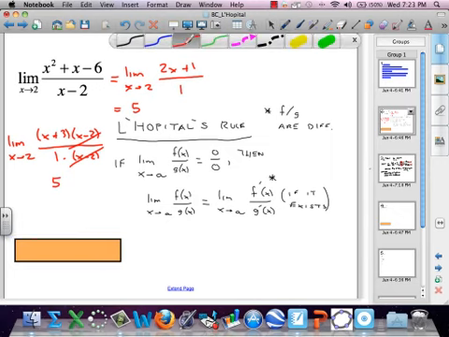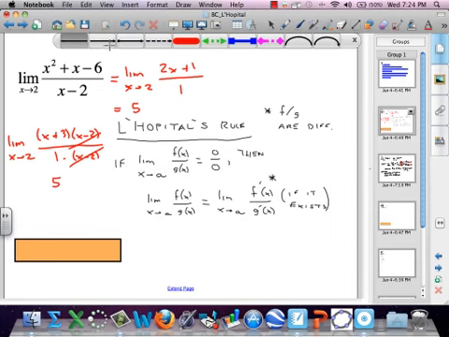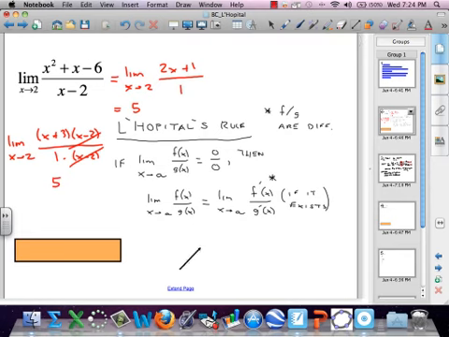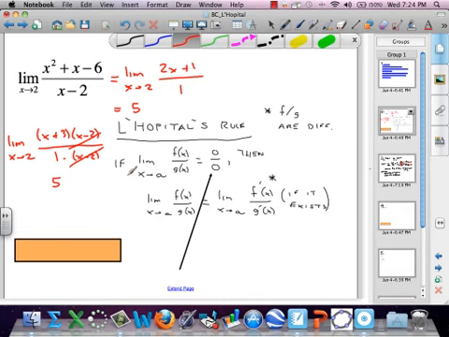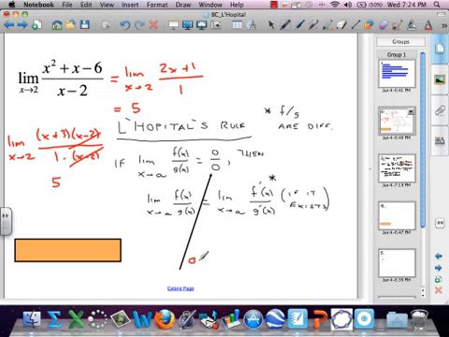L'Hopital's rule also works for another indeterminate form that we've seen. So I'm going to go ahead and just stick this little arrow in here. It says if the limit as x approaches a of f of x over g of x equals 0 over 0, okay, and I'm going to say or it could also be infinity over infinity, our other famous indeterminate form.